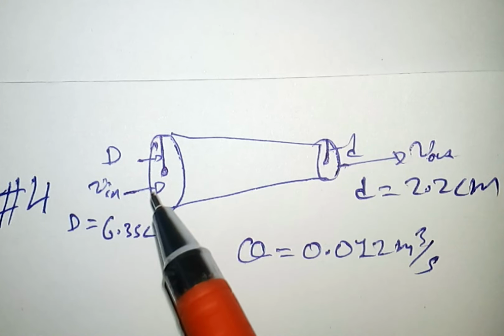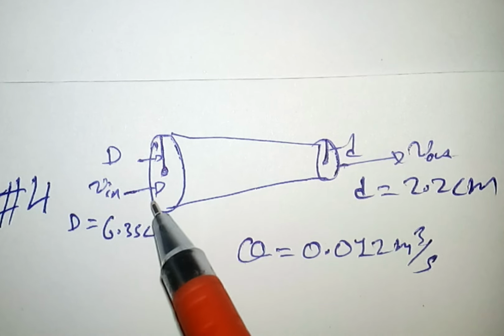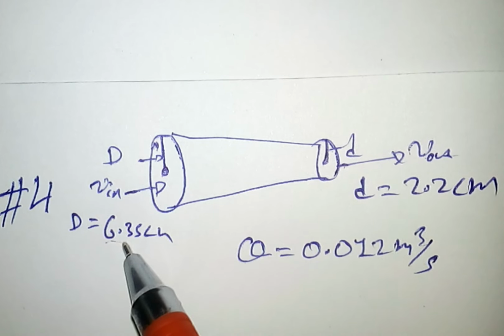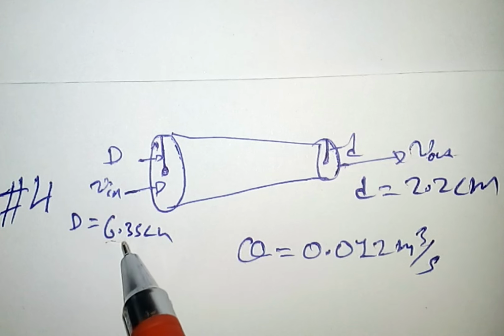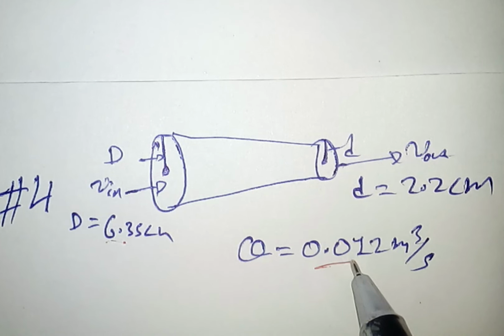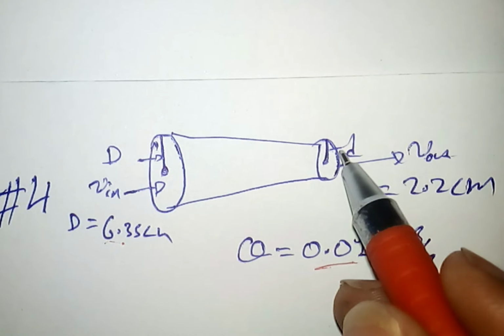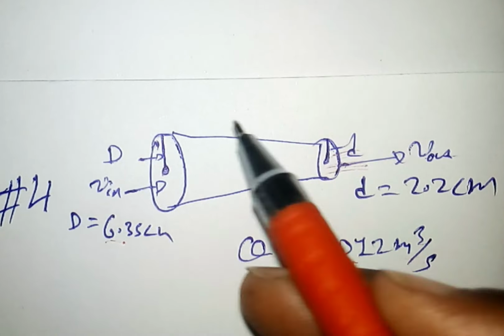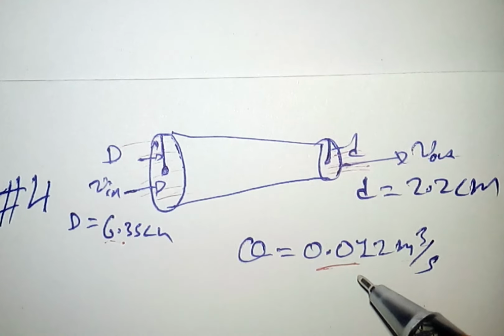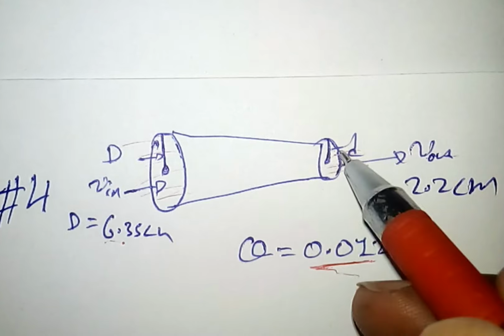Water flows through a fire hose of larger diameter, capital D, 6.35 centimeter, at a rate of 0.012 meter cube per second. Then what is the speed with which the water exits the nozzle? That means, if this is the nozzle, that is the outlet, and the water is entering here with a flow rate of Q this much, then what will be the speed?